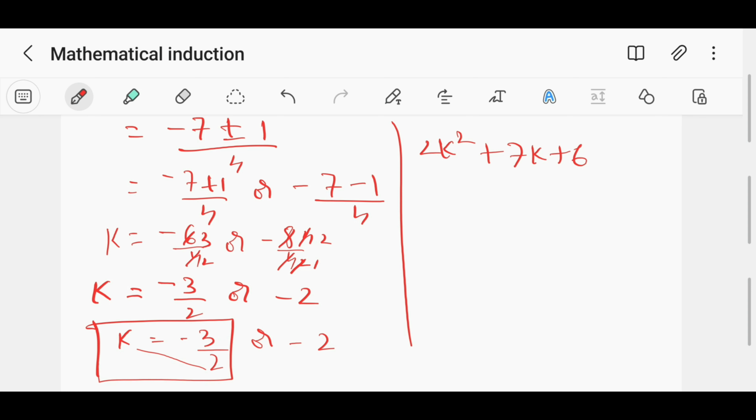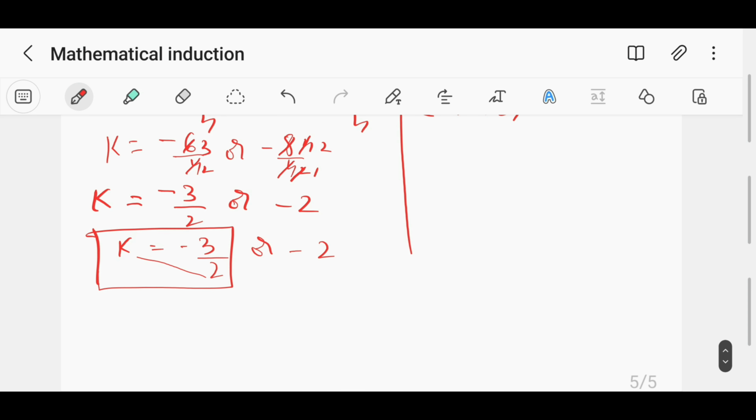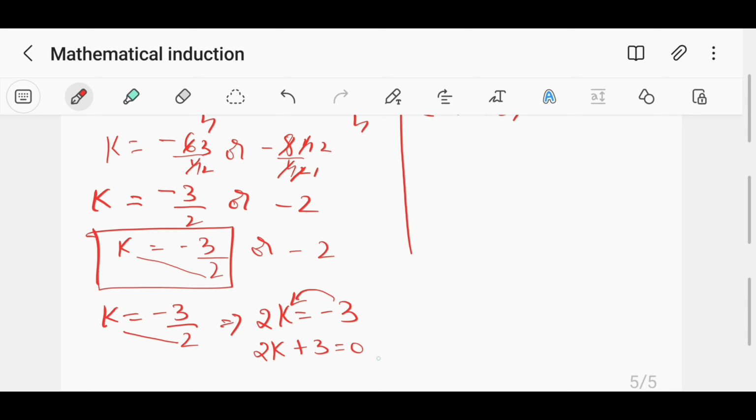If you take 2 here, you will write it as 2k, and this minus 3, when it goes to the left hand side, you will get plus 3. Here I'll tell you how. So k is equal to minus 3 by 2. If you take 2 here, that will imply 2k is equal to minus 3, or 2k plus 3 is equal to 0. The other one is k is equal to minus 2, so when you take minus 2 to the left hand side, you get k plus 2 is equal to 0. So these are the two factors.